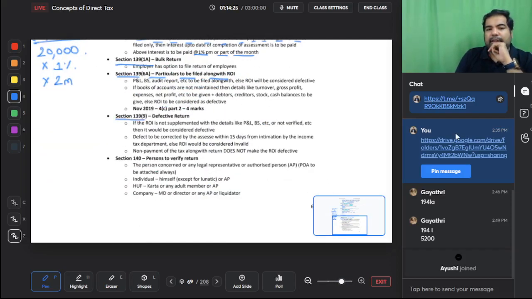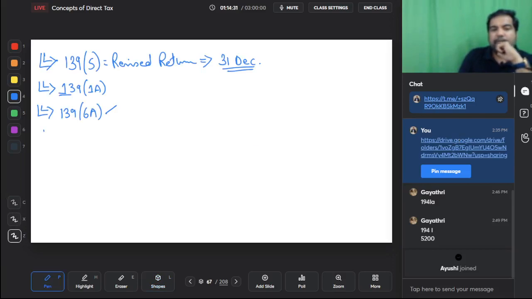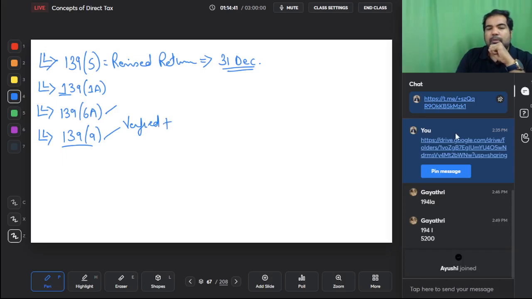Next, 139(9) defective return. Guys, interesting. You filed your return, you paid the CA fees, but then an email came that your return is defective. When can your return be defective? There are many reasons. If you have not verified it, if you have not filled in the details that are required, or if you have not attached details like your P&L account, then it can be considered defective.